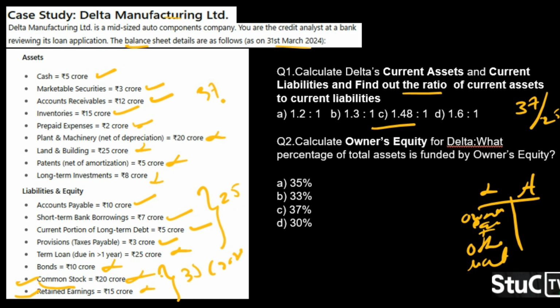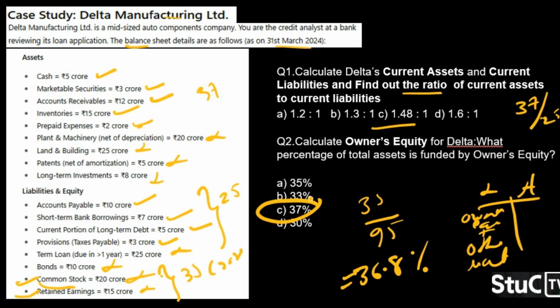Till here we have already added 37 plus 20, 57, 82, 87, 95. So total assets is 95 crores and our amount of owner's equity is 35 crores. So 35 divided by 95 will be roughly 36.8%. So C will be your answer.